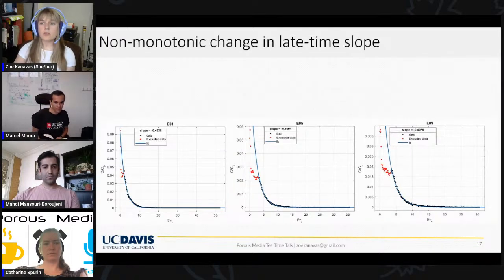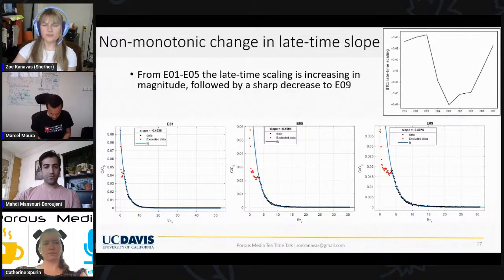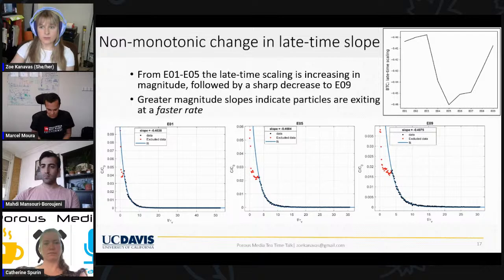In fact, when we measure the slope of the tail for each of the erosion steps, we find that from erosion step 1 to 5, the late time scaling is increasing in magnitude, followed by a sharp decrease to erosion step 9. Here's that graph. And note that the graph in the corner that I'm showing has a y-axis that is negative. The greater magnitude slopes indicate that particles are exiting at a faster rate. Thus, by erosion step 5, the particles are exiting relatively quickly compared to erosion step 1 and 9.